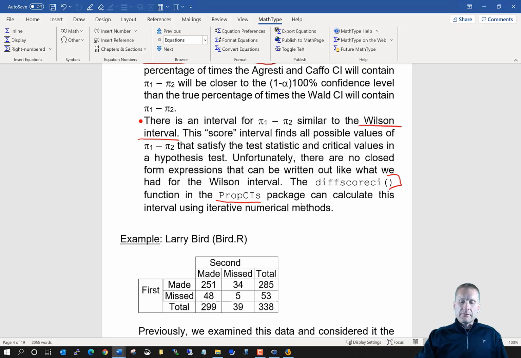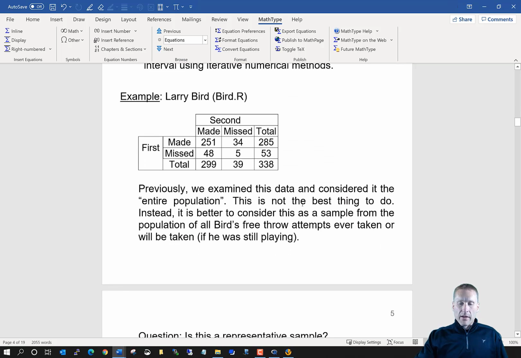Okay, so let's take a look at an example. We're going to go back to an example we've discussed before. This deals with the Larry Bird data. So in the past, we analyzed this data as if this was the population of all possible free throws or pairs of free throws that Larry Bird could do. This actually isn't necessarily the best way to approach the problem, though. Rather, what would be better is what we're going to do here.